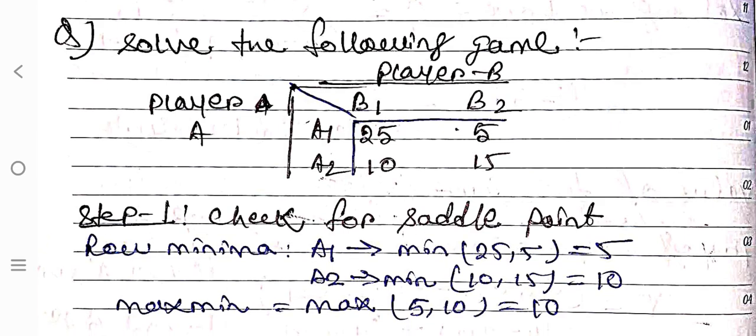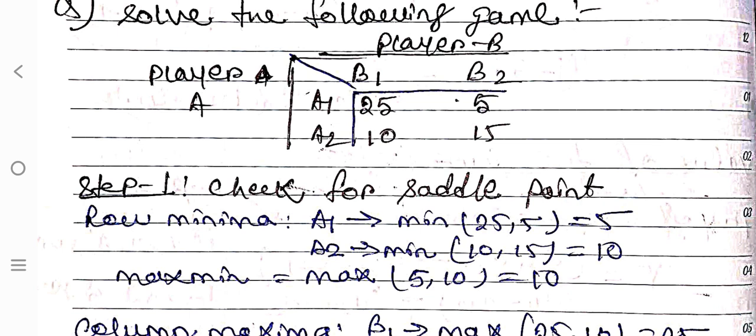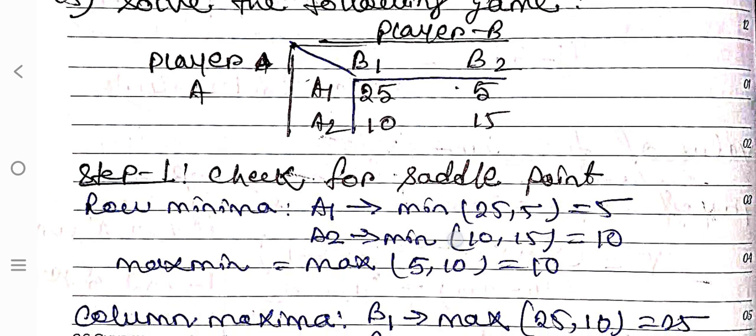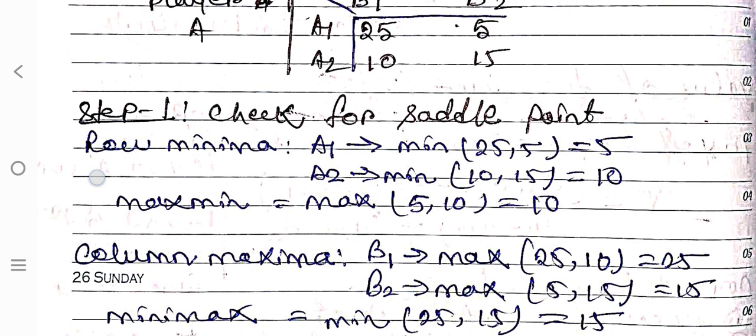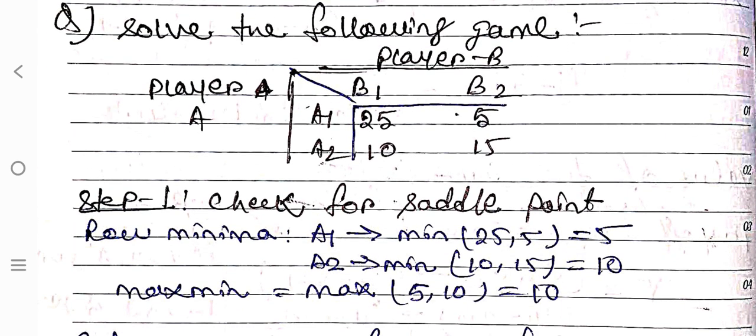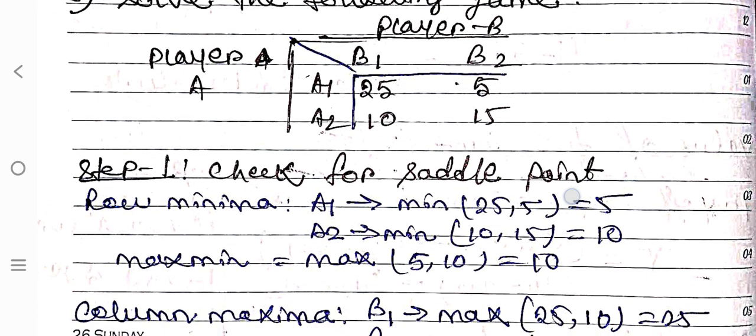Now I have taken an example of a mixed strategies game, a game without a saddle point. Here our question is: solve the following game, with player A and player B and their respective payoff matrix. Step 1, check for the saddle point, using the maximin and minimax principle.